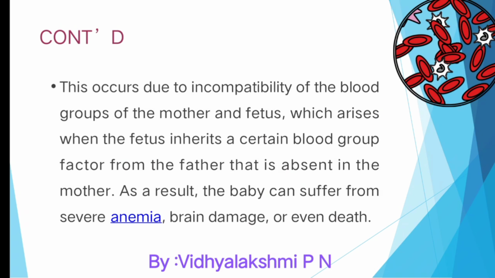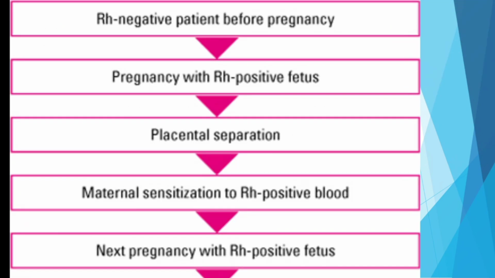This occurs due to incompatibility of the blood group of the mother and the fetus, which arises when the fetus inherits a certain blood group factor from the father that is present in the father only, but is absent in the mother. As a result, it will lead to anemia and increased bilirubin level.